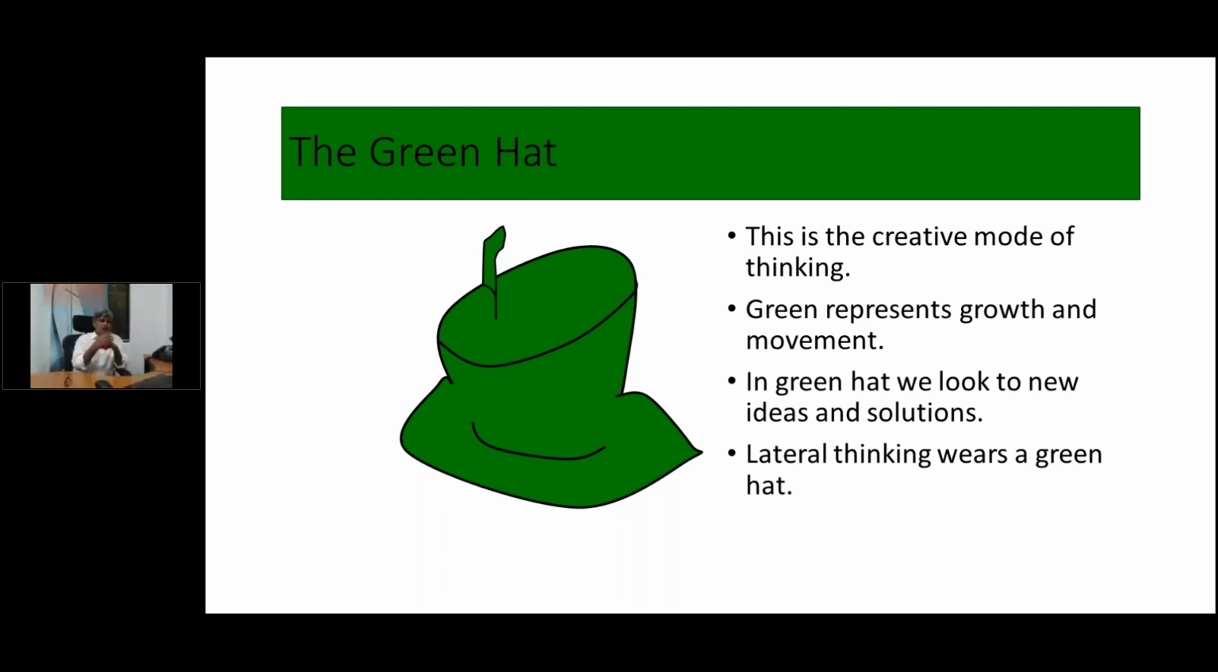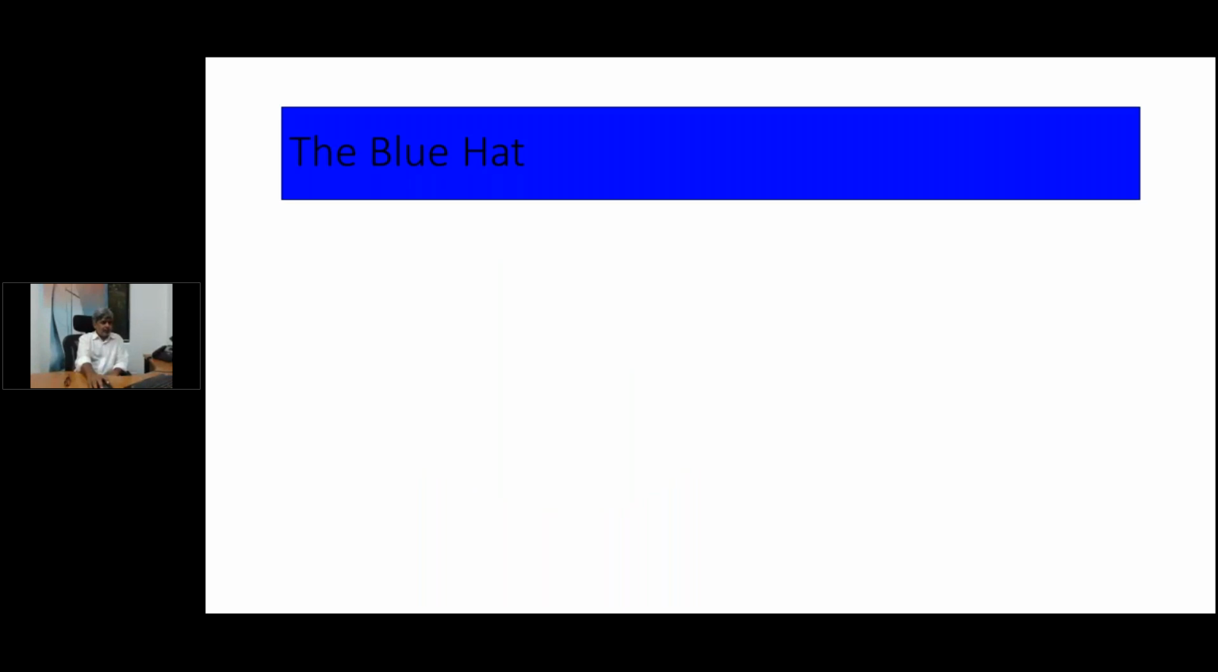You try to eliminate all the negative side of the problem, and eventually come up with the positive side and try to implement that. That is convergent thinking, which is the opposite of the green hat. Green hat is looking at the problem in a way that you come up with novel and new ideas, right? Okay, the blue hat.